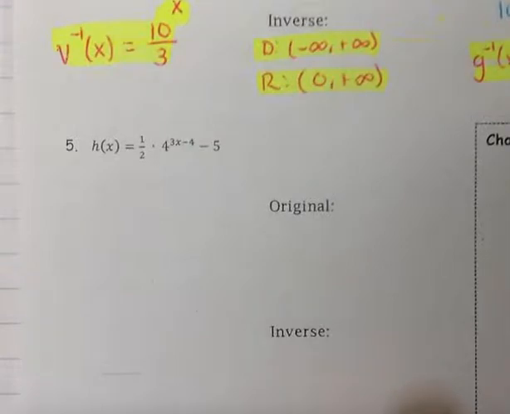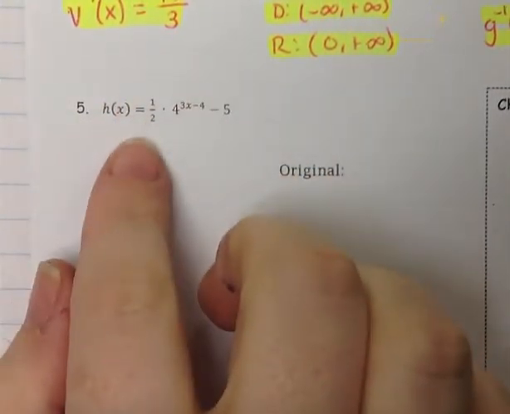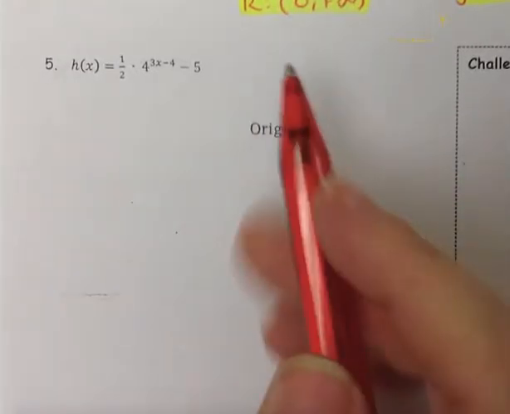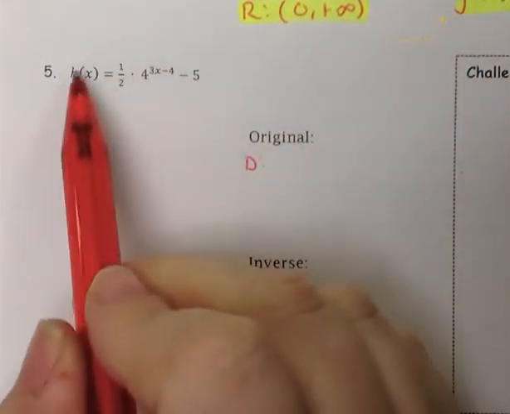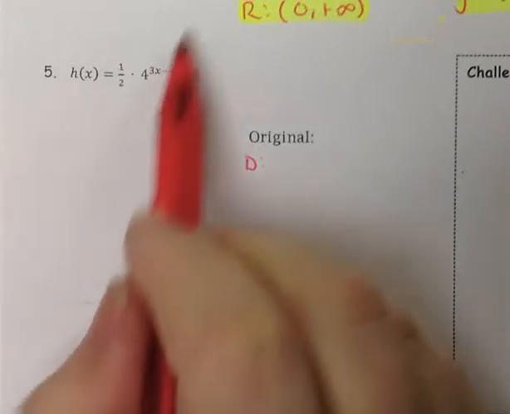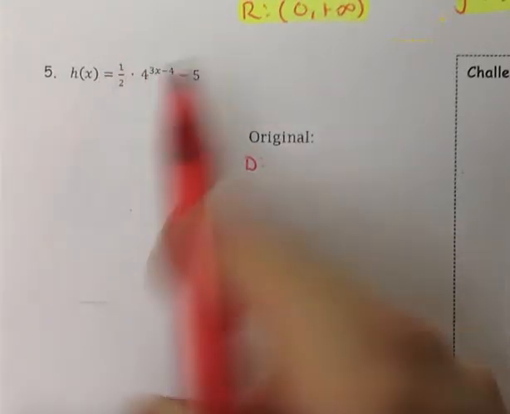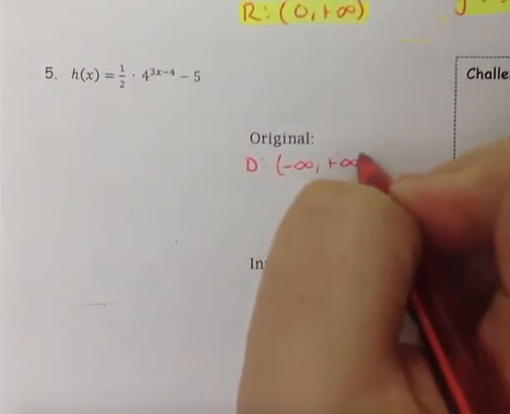On this next example, we have multiple things attached to an exponential. So we can go ahead, as always, find our domain and range. The original. This is originally an exponential, so the domain is always going to be -infinity to positive infinity as long as your first value is positive, your a value is positive. So it will be -infinity to positive infinity.